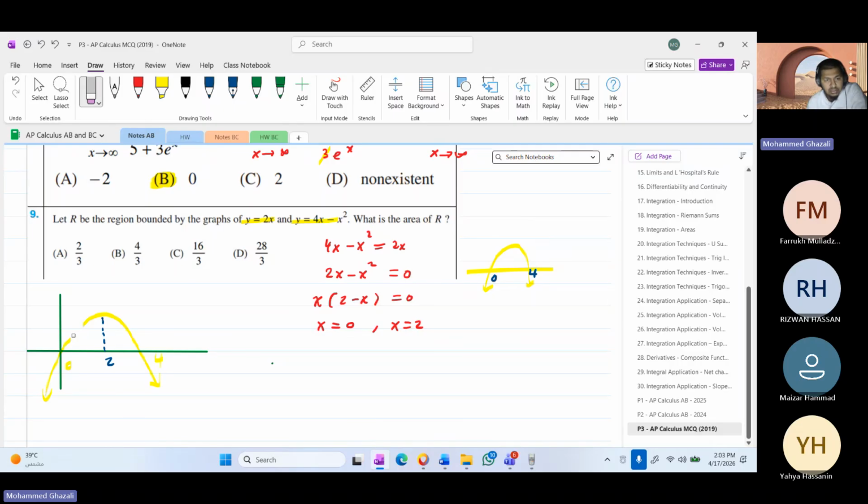Now, it's a very good question. How do we know which function is on top, which function is at the bottom? Let's substitute. If you substitute 2 inside this function, 4 times 2, you'll get 4, right? If you substitute 2 here, you will also get 4. So we know that those are points of intersection. Now, what if you substitute the value 1? If you substitute the value 1 here, you will get 3. And if I substitute 1 here, I will get 2. So I know that this graph, the yellow graph, is above.